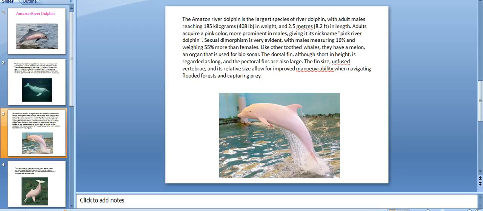Like other toothed whales, they have a melon, an organ that is used for biosonar. The dorsal fin, although short in height, is regarded as long, and the pectoral fins are also large. The fin size, unfused vertebrae, and their relative size allow for improved maneuverability when navigating flooded forests and capturing prey.